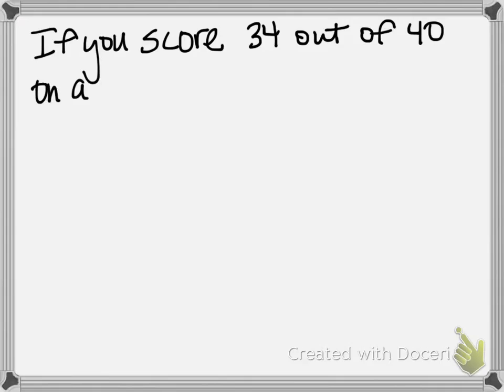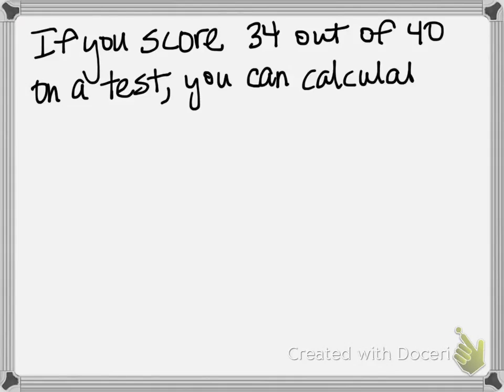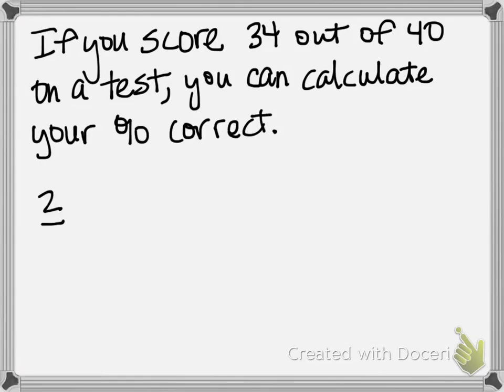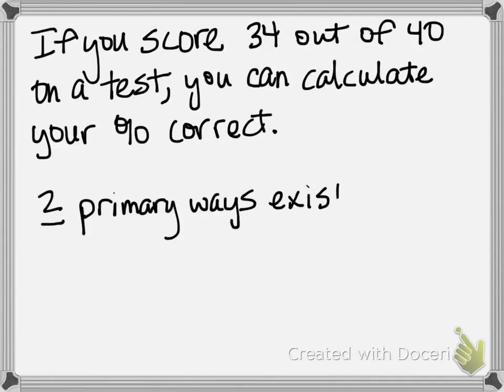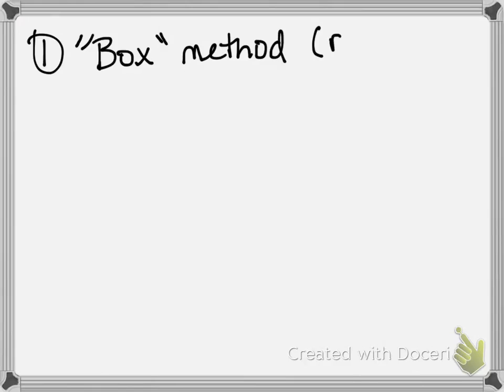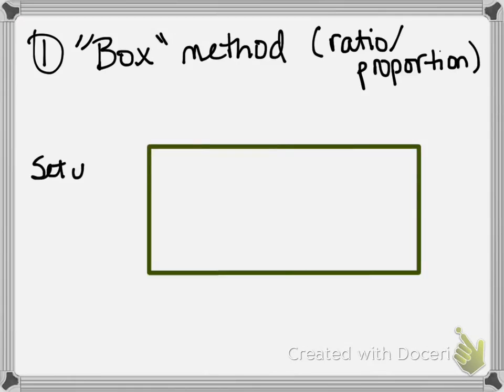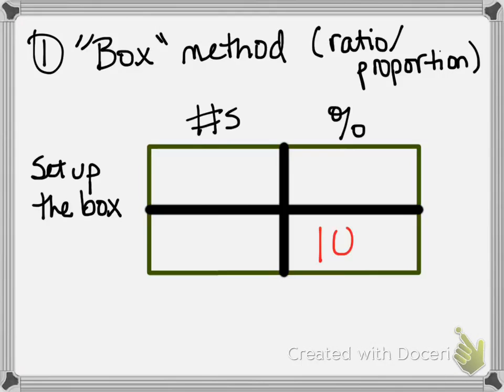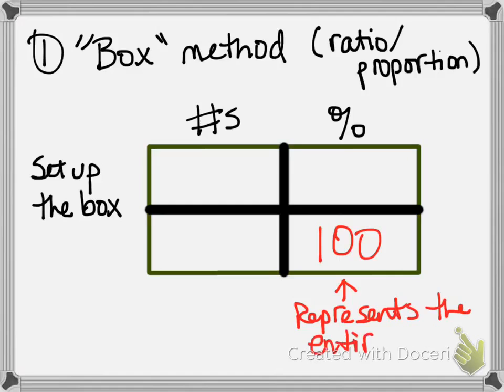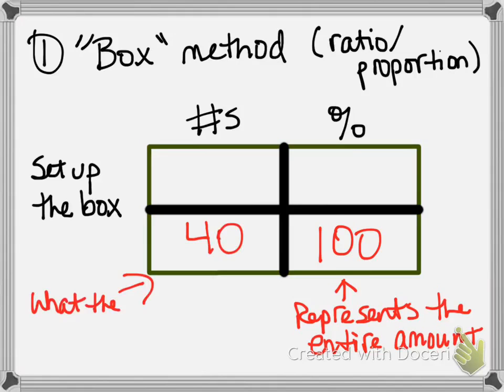If your score, for example, on a test is 34 out of 40, you can calculate your percentage correct. There are two primary ways to do this. Now, you can do another one according to BrainPop, but these are the primary two. The first one is the box method, which is taking that percentage correct and making a ratio and a proportion. First, you set up the box and put 100 in the bottom right corner.